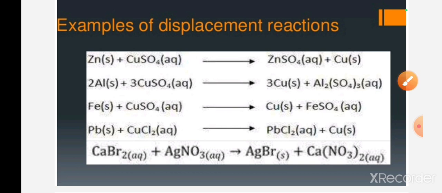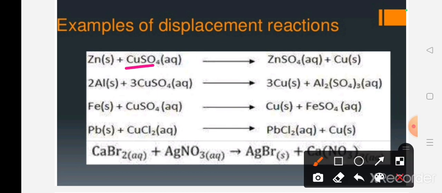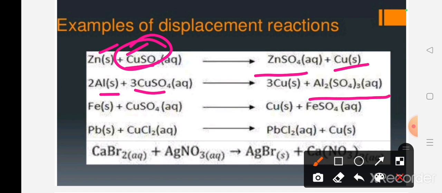Compared to copper, zinc is a highly reactive element. It displaces the less reactive element, giving zinc sulfate and separating copper from copper sulfate. Then aluminum is more reactive than copper, so it also displaces copper, giving aluminium sulfate, Al2(SO4)3, and displacing copper.